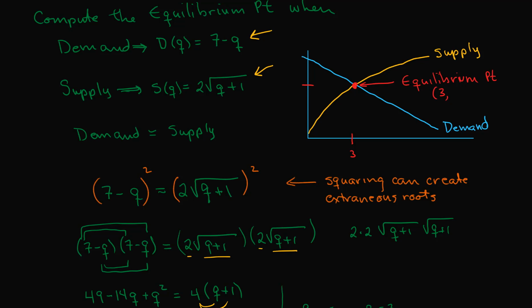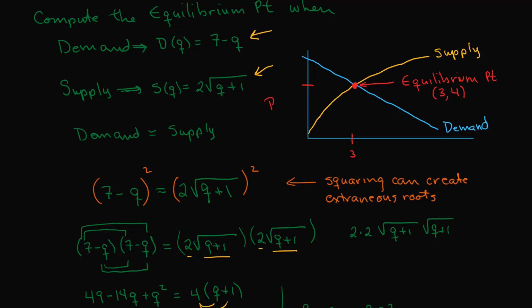It doesn't matter which equation it is. If we substitute it into the 7 minus q, that's going to be 7 minus 3 is 4. If we substitute it into the 2 times the square root of q plus 1, that's going to be 2 times the square root of 3 plus 1. So that's going to be 2 times 2 is 4. Either way, we wind up with 4 units, or I'm sorry, a price of 4.